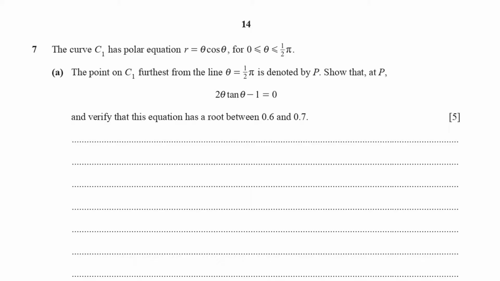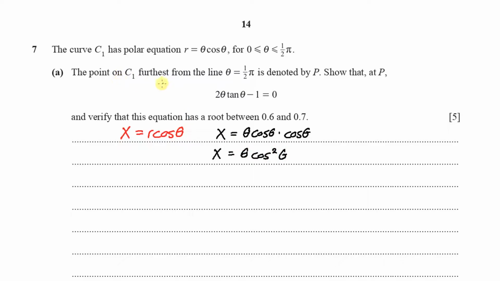Now, whenever we are talking about a point furthest from the line theta is equal to half pi, you need to understand that we have to be considering the x equation, that's x is equal to r cos theta for our polar curve. In this case, x is equal to r, and r is theta cos theta, so that would be theta cos theta times cos theta, and this will give us theta cos squared theta.